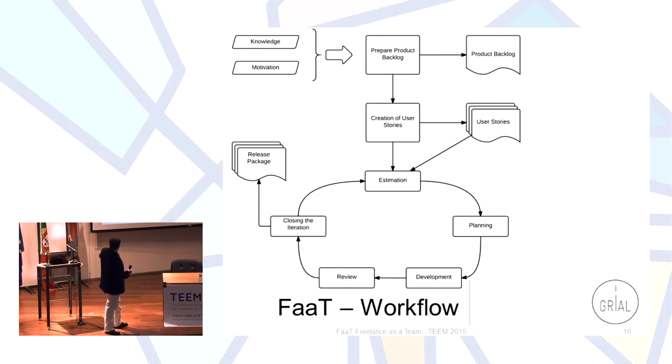Well, the workflow, quickly. Starting, knowledge and motivation. Now the workflow. You have to prepare the product backlog. Then you have your product backlog. You have to create the user histories. Then the outcome is the user histories. Here, you enter the typical agile cycle: estimation, planning, development, review, closing iteration. Then you have to release your product, your increment usually, and start again. And again, till the product is ready to be in the backlog of maintenance.